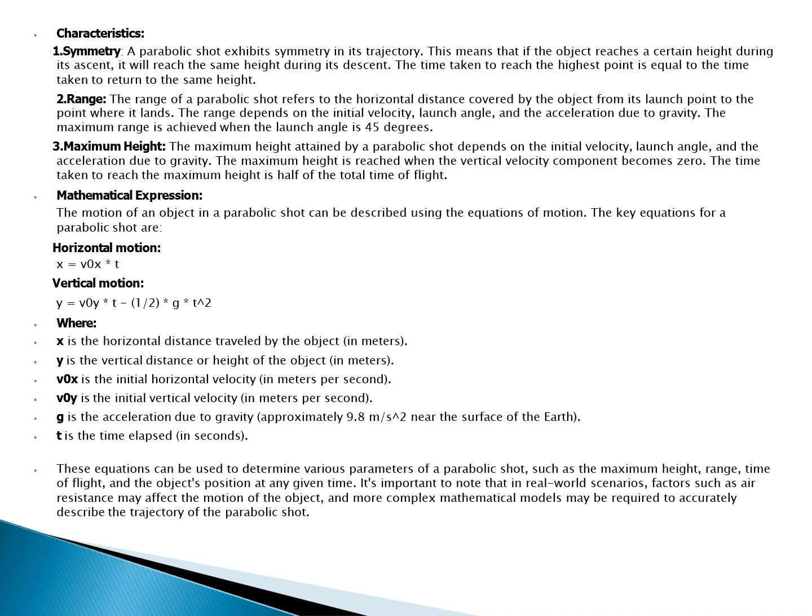the time elapsed. These equations can be used to determine various parameters of a parabolic shot, such as the maximum height, range, time of flight, and the object's position at any given time. It's important to note that in real-world scenarios, factors such as air resistance may affect the motion of an object, and more complex mathematical models may be required to accurately describe the trajectory of the parabolic shot.